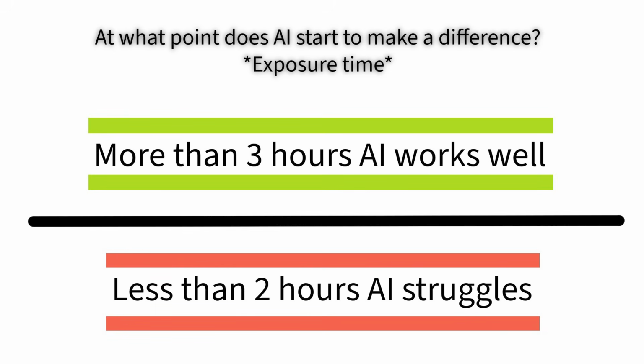So has AI made long exposure astrophotography obsolete? Based on this test, no, but it has changed the game significantly. Here's what the data actually tells me. Below about 2 hours, AI tools can struggle. The signal floor is too low. There simply isn't enough data and there aren't enough photons for the tools to work cleanly.